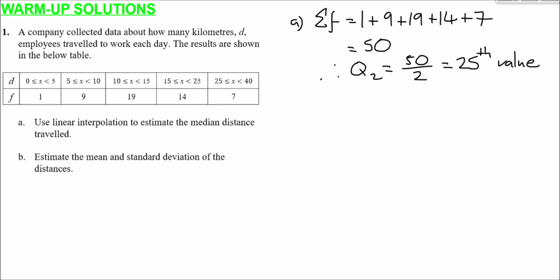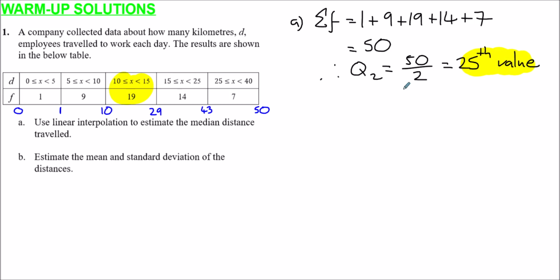At this stage, what I'd often suggest is to do a cumulative frequency of the running total. So obviously before we begin, that's got a frequency of 0. Up to that point we've got a frequency of 1. 1 plus 9 is 10. 10 plus 19, 29. 29 plus 14 gives us 43. And then 43 plus 7 gives 50. So the 25th value is going to be in between the 10th and the 29th, so the 25th value is going to be somewhere in this interval.